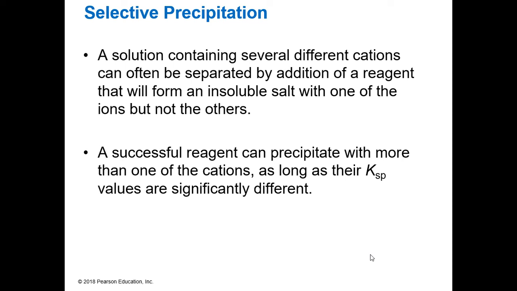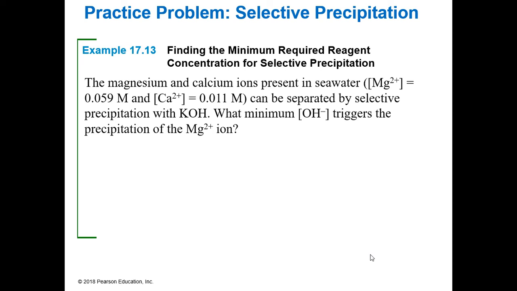So what we end up getting is, here's an example. In this solution, so we have some seawater. We went to the ocean, we got some seawater. We have in our seawater magnesium and calcium. They told us the concentrations. They can be separated by selective precipitation with KOH. So what is the minimum amount of hydroxide that triggers the precipitation of magnesium ions? So we only want magnesium ions to come out. We do not want the calcium ions. We only want the magnesium ions.